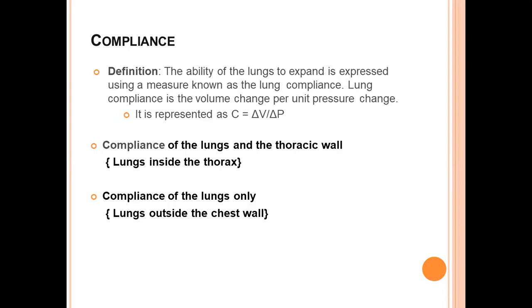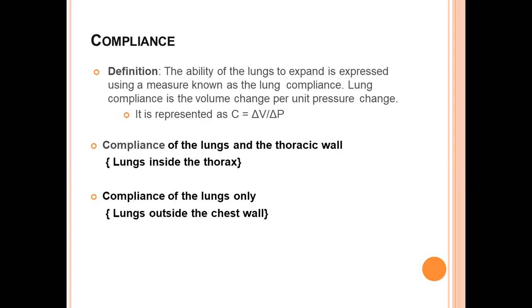Lung compliance is a volume change per unit pressure change, and it is represented as delta V upon delta P. Whatever pressure change occurs due to the mechanics of respiration, the volume will change accordingly. So the expansibility of the lungs is measured by this physical property, and it is a very important property.